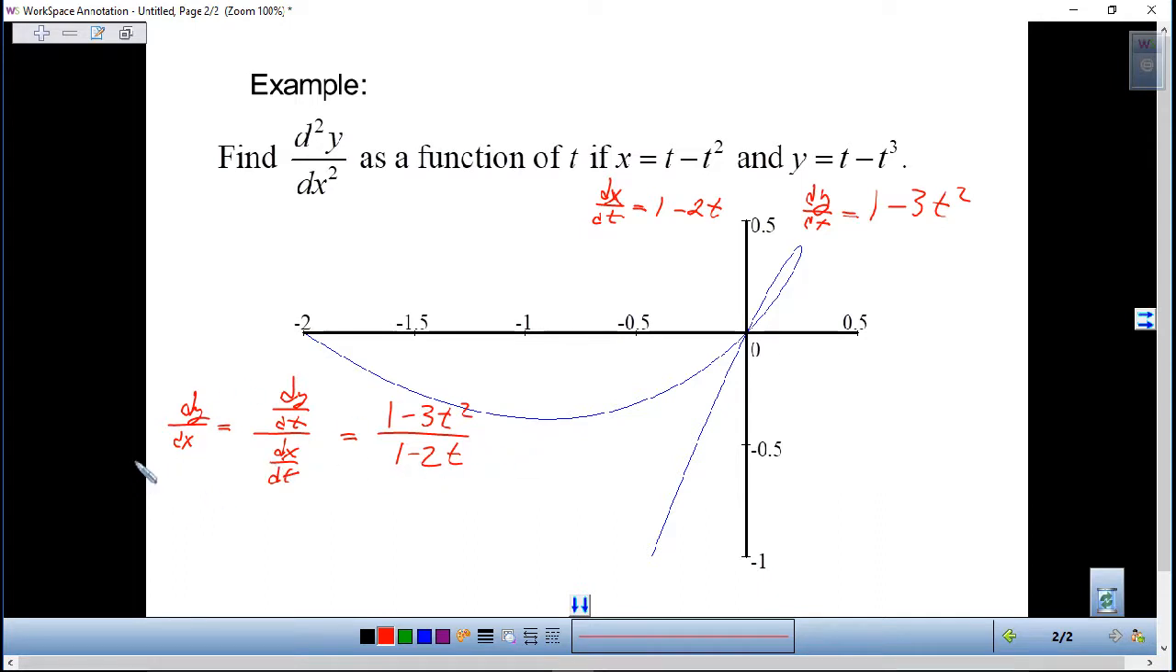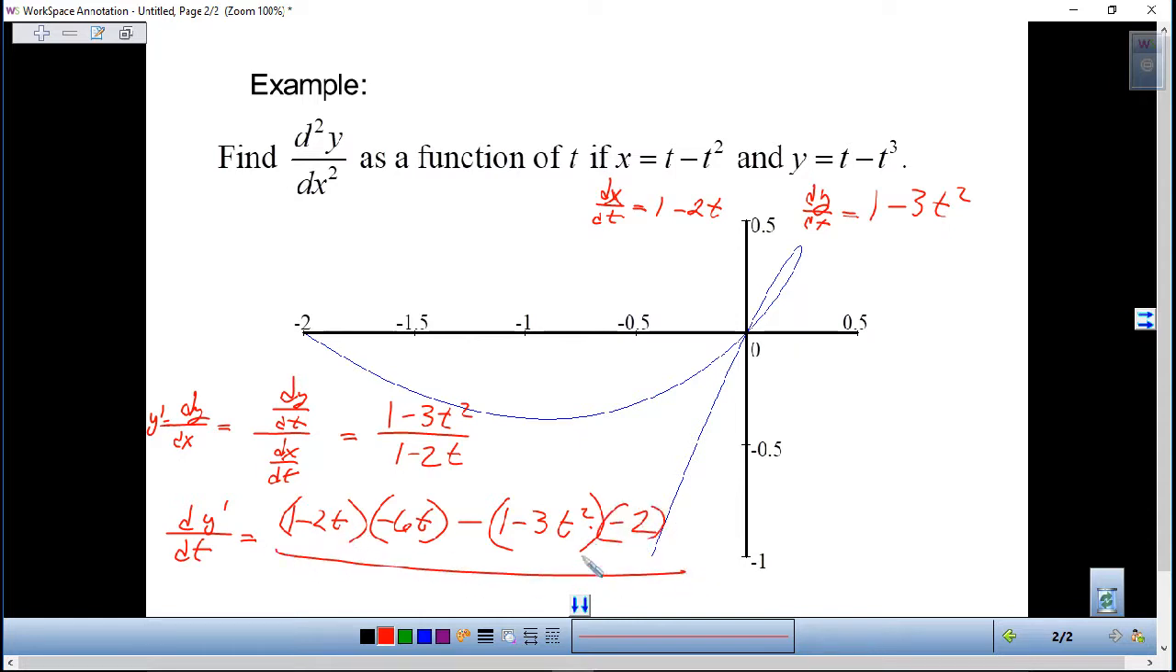Now, to find the second derivative, we're going to go ahead and take the derivative of this with respect to t. So this is y prime. So we're going to find the derivative of y prime with respect to t again. And that we're going to have to use the quotient rule for. So bottom, 1 minus 2t times the derivative of the top, which is going to be negative 6t, minus top, 1 minus 3t squared. Ooh, that's an ugly dog. Times the derivative of the bottom, so negative 2, all over the bottom squared, 1 minus 2t, quantity squared.